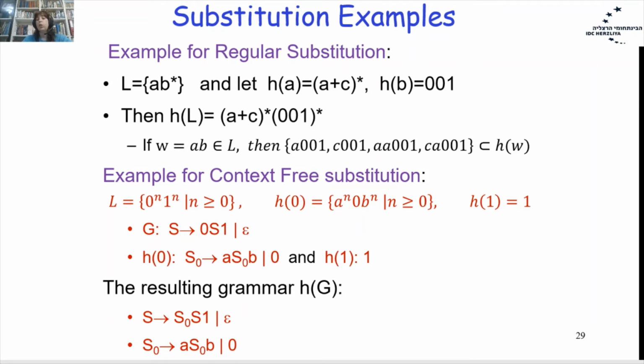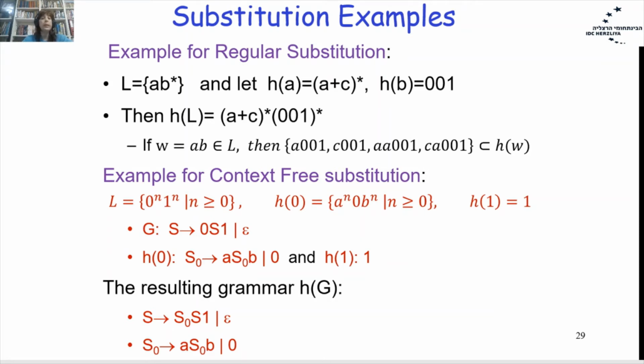If the original word of language L was AB, now we have A001, C001, AA001, CA001, and additional permutations as a subset of h of L.